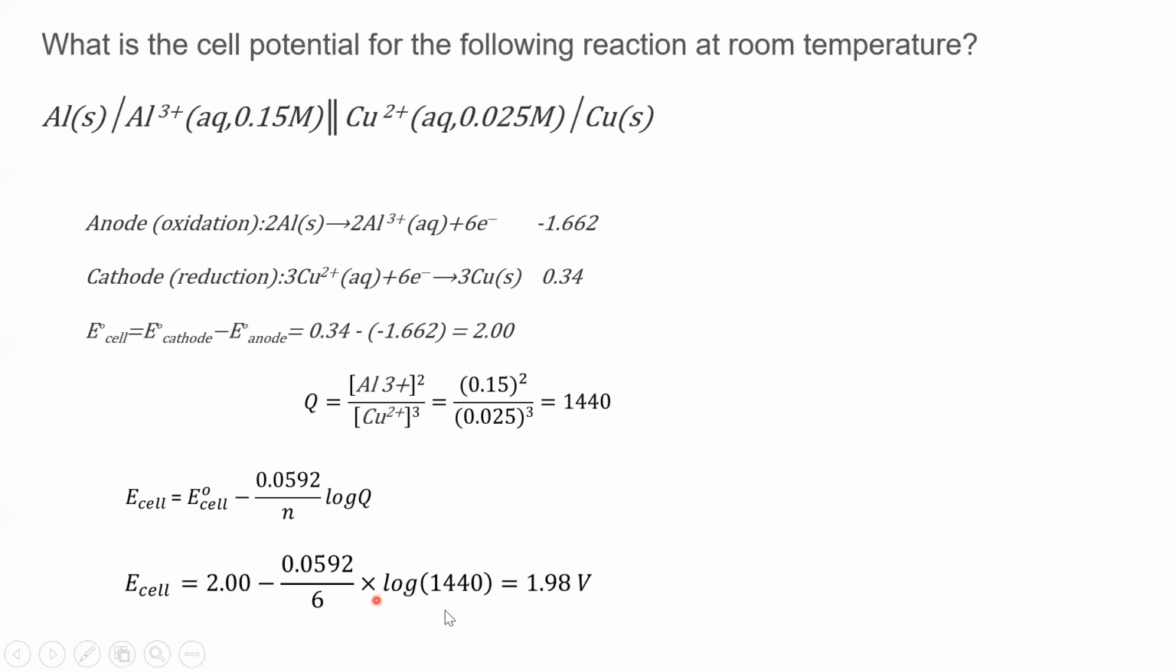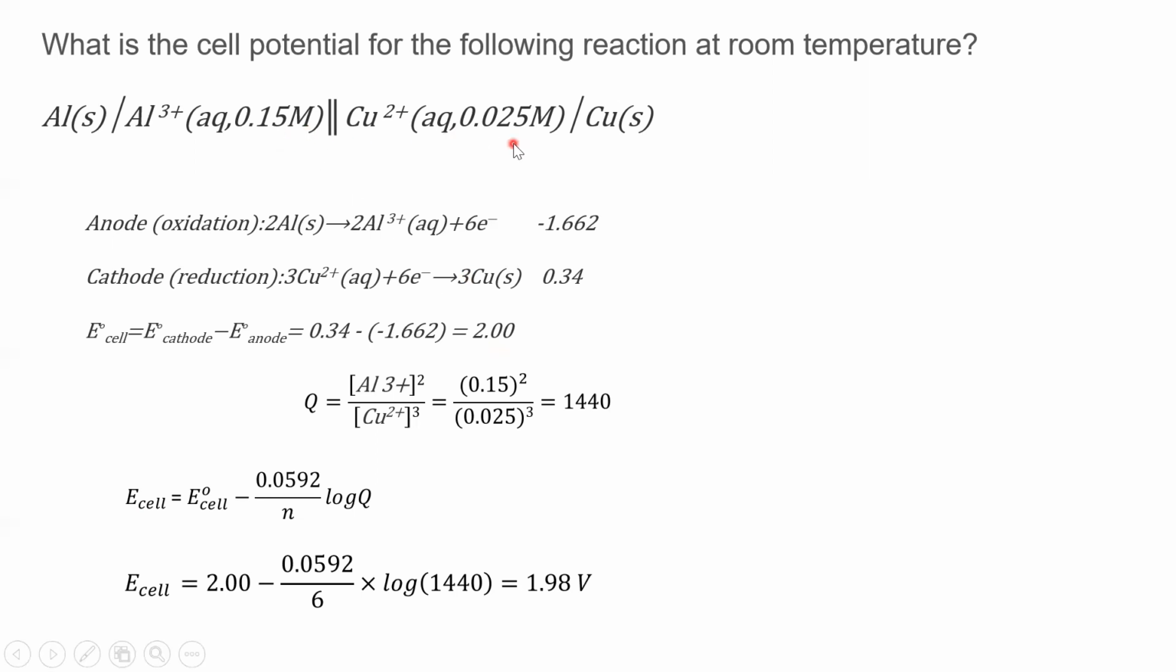And when we plug that in, the voltage across our cell is now 1.98. Okay, so let's look at that for a second. If the concentration of aluminum ions was 1 and the concentration of copper ions was 1, this would be a standard cell. And if this were a standard cell, the voltage across that cell would be 2.00 volts.